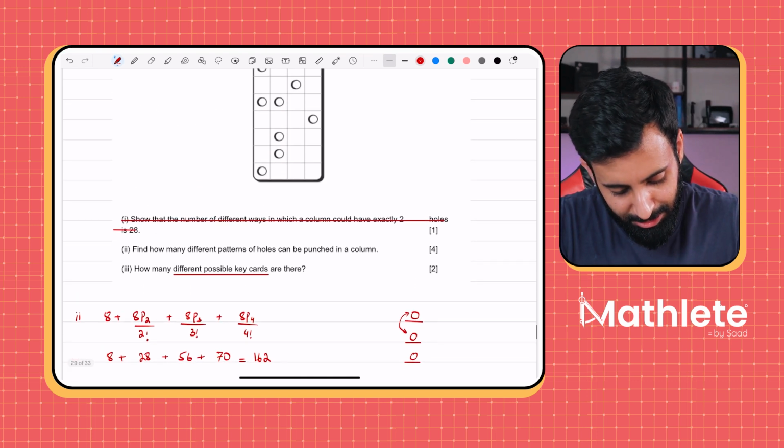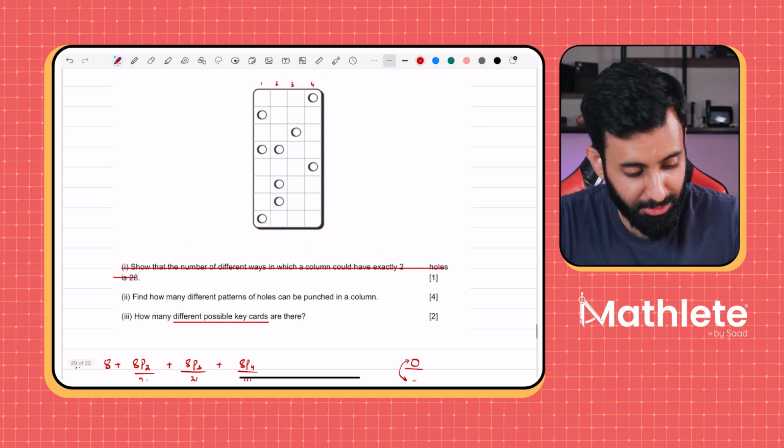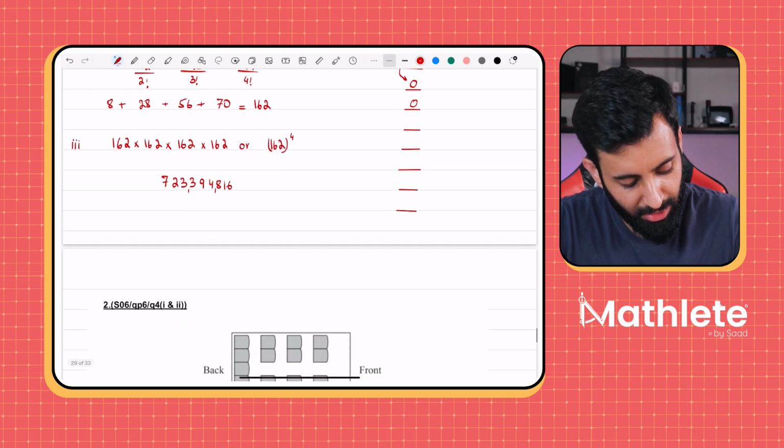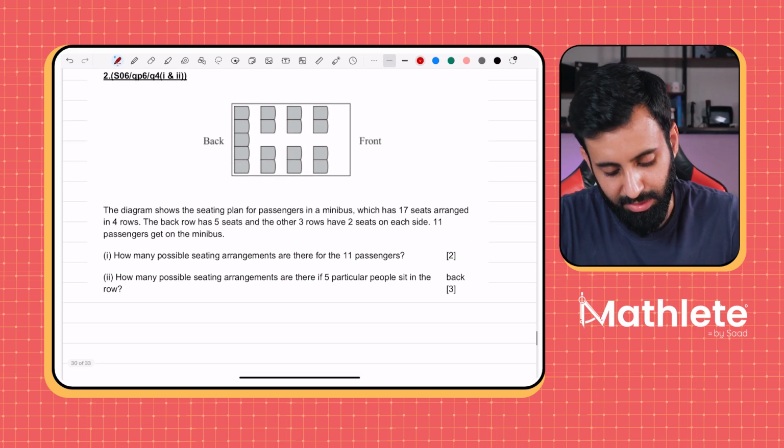So I hope you guys have understood this question. It was a tricky one, no doubt about that. Now let's move on to the next question. Let's see what this says.